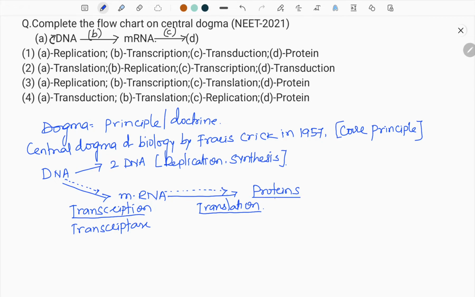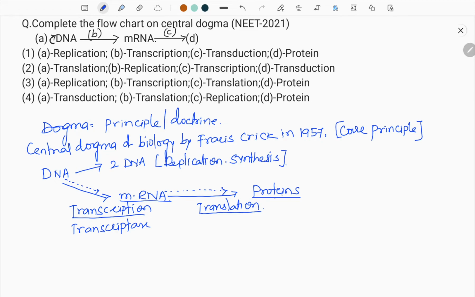And these proteins are formed from mRNA. mRNA is formed from DNA. Why is mRNA formed here? Because DNA cannot come out of the nucleus. The translation process takes place in the cytoplasm.